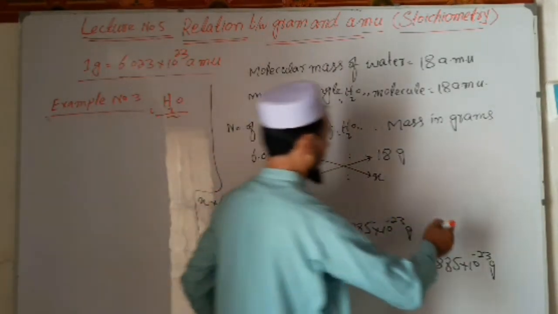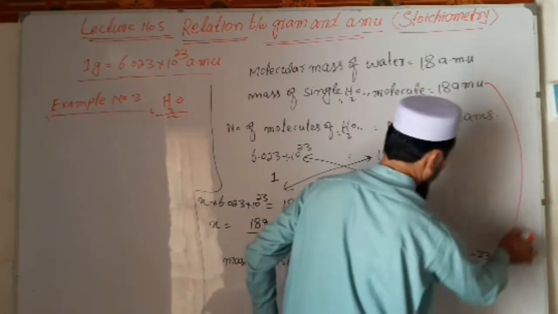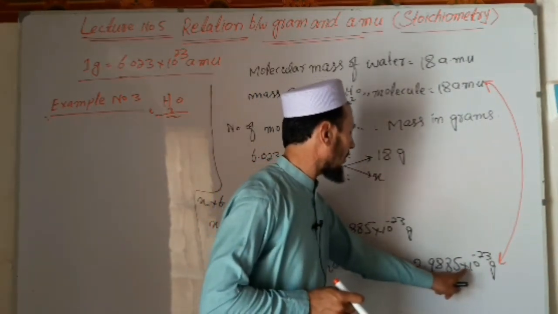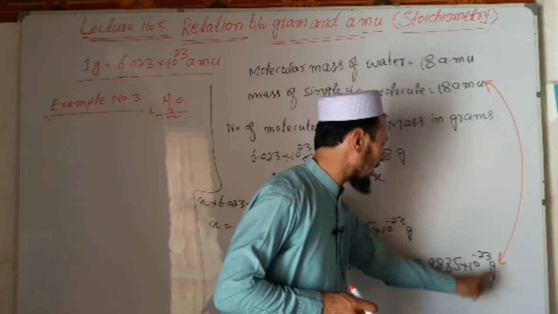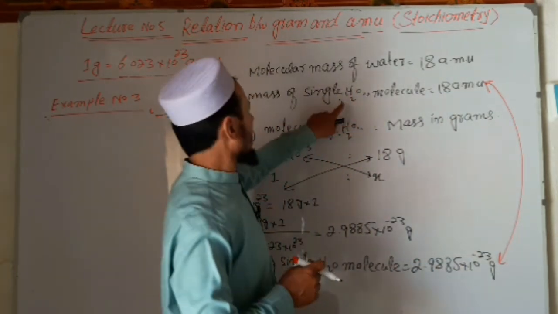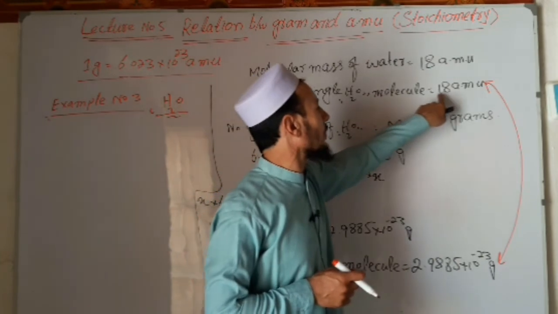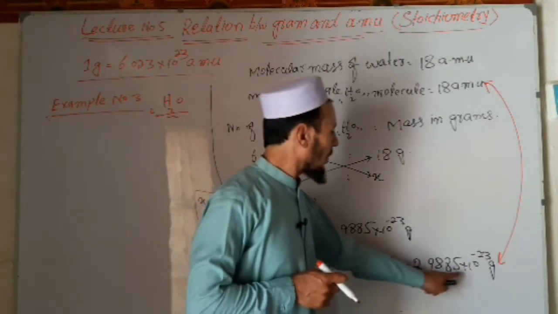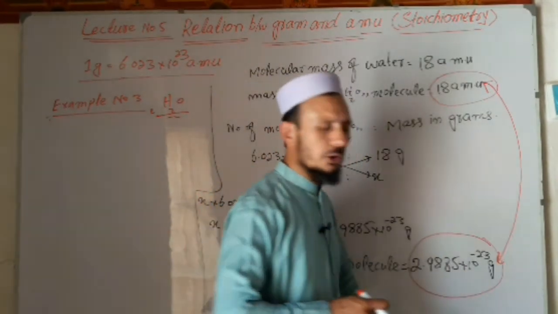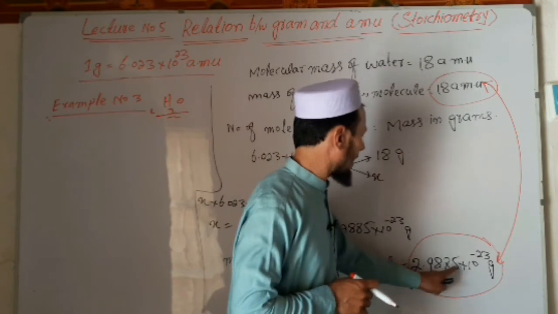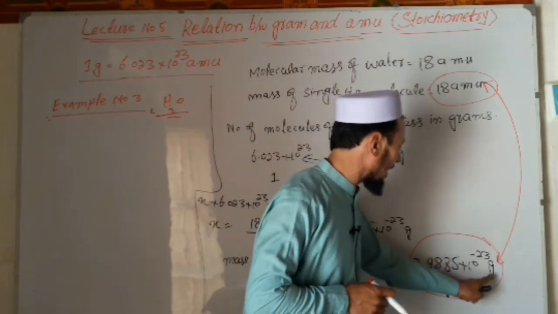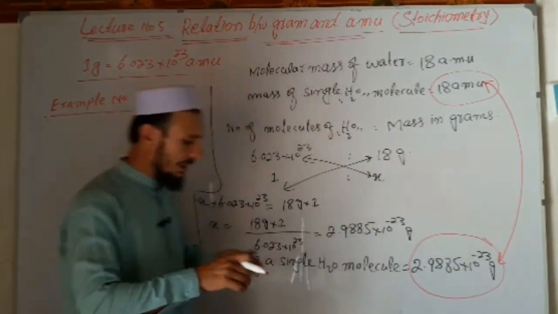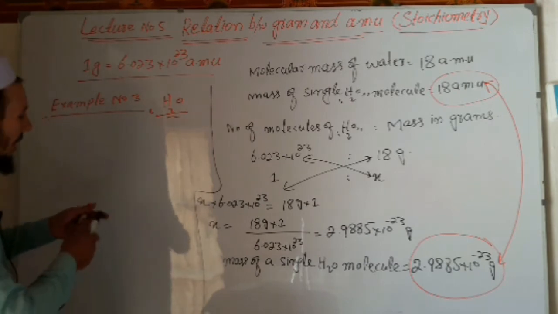It means that 18 a.m.u is equal to 2.9885 multiplied by 10 raised to the power of minus 23 gram, because a single molecule of water has a mass equal to 18 a.m.u and a single molecule of water has a mass equal to such number of grams. So dear student, it means that 2.9885 multiplied by 10 raised to the power of minus 23 gram is equal to 18 a.m.u. From here we will again derive the relationship between gram and a.m.u.